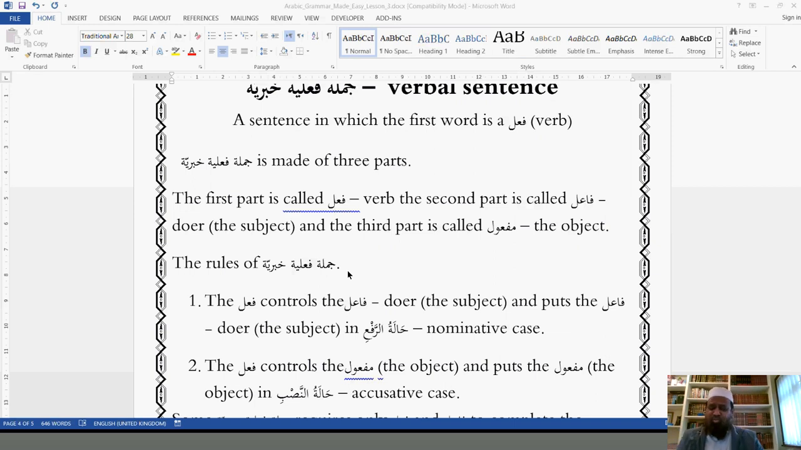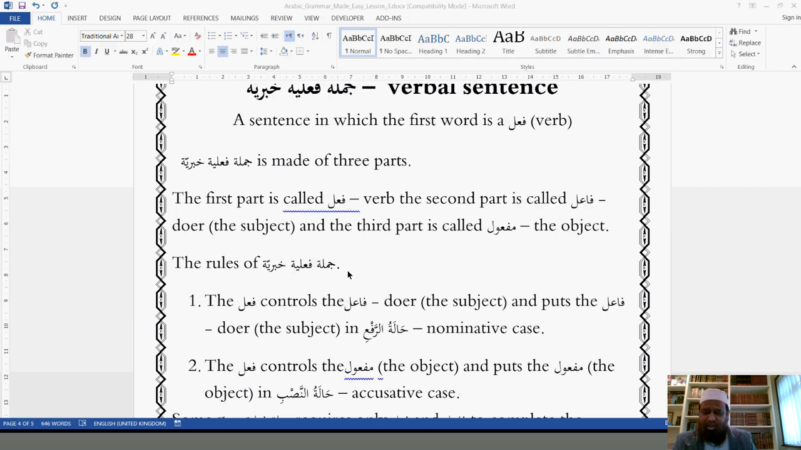So picture a Jumla Fi'liya. You have got a fi'l first, then another ism, that is the doer, the fa'il, and then another ism after that, that will be our maf'ul. Fi'l, fa'il, maf'ul. Fa'il will be in halatul rafa, and then maf'ul will be in halatul nasb. That's it. These are the only two rules you remember. It's not like mubtada.